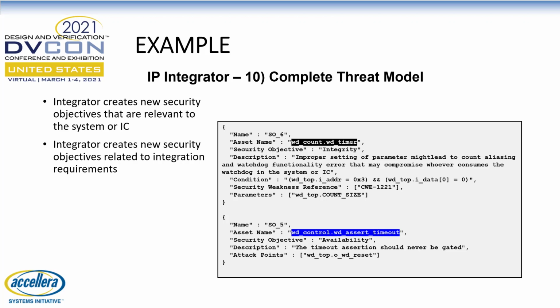Step 10 would be to complete the threat model. So to complete the threat model, there may be some specific security objectives that pertain to how the WD-top block is architected in the IC. For example, the WD reset signal may not be gated and therefore requires the security objective availability. And then the integrator would add the following APSO object to the threat model. Notice that some of the optional attributes are not included in the object because their values are not needed.